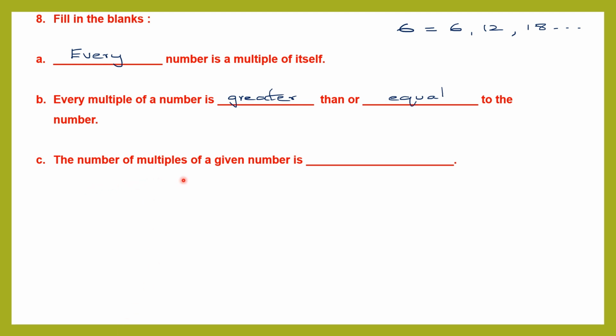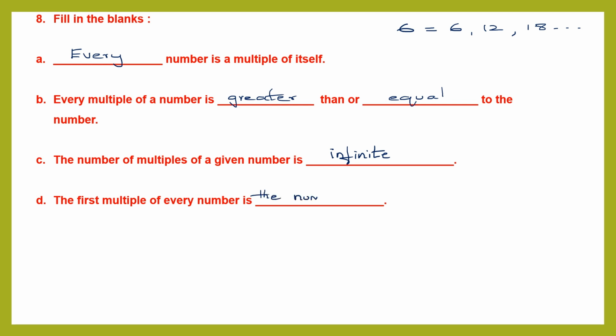Question C. The number of multiples of a given number is, that means how many multiples do we have? Now for 6, do we have only 3 multiples? No, there are many multiples. There are an infinite number of multiples. So the number of multiples of a given number is infinite. Okay, so this is the answer, infinite. Question D. The first multiple of every number is, look at the first multiple, it's the number itself, isn't it? So the first multiple of every number is the number itself. So must remember this, the first multiple is always the number itself.